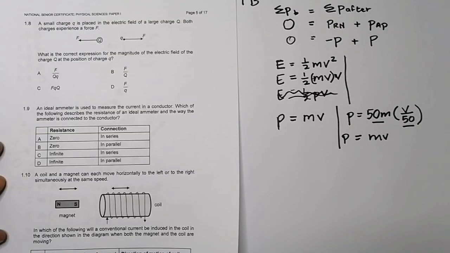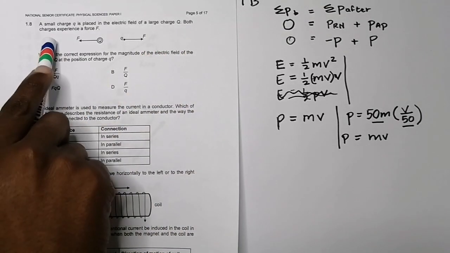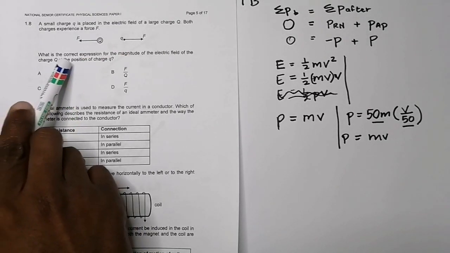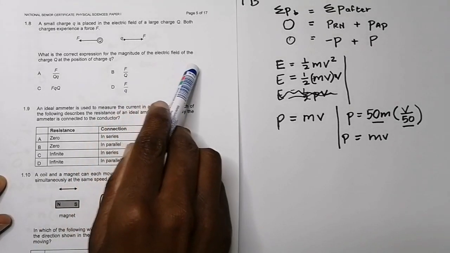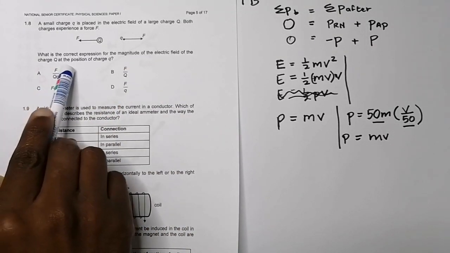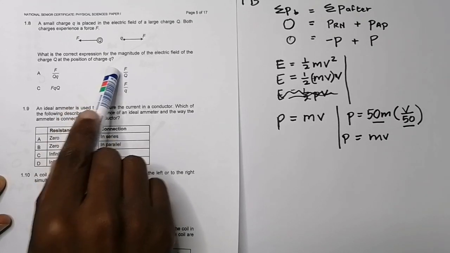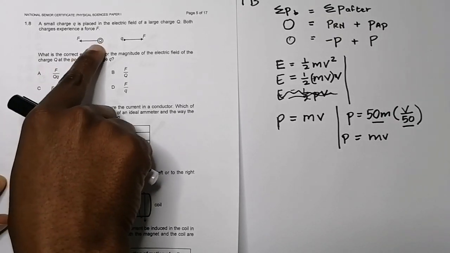Right, so in 1.8, they say a small charge q is placed in an electric field of a large charge Q. Both experience a force F. Of course, they are going to exert forces on each other. Now they say, what is the correct expression for the magnitude of the electric field of charge Q at the position of small charge q? Now remember, we want the field of charge Q.